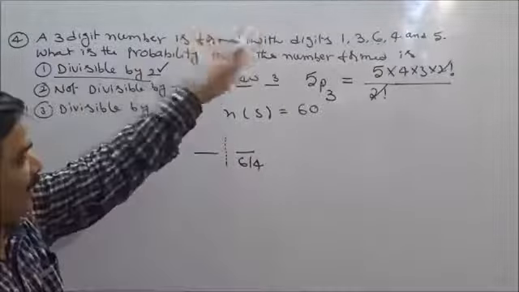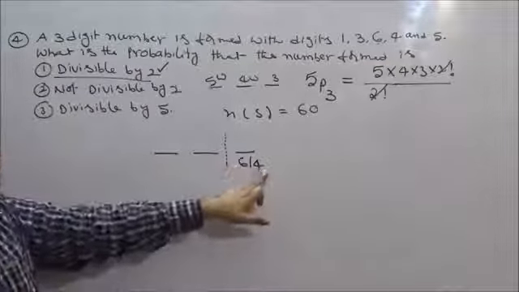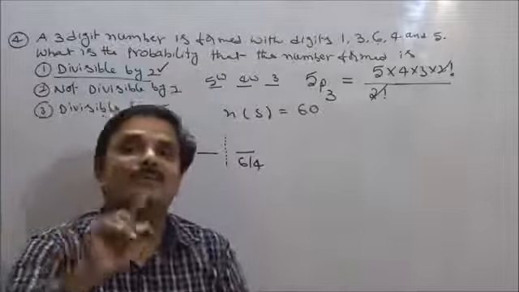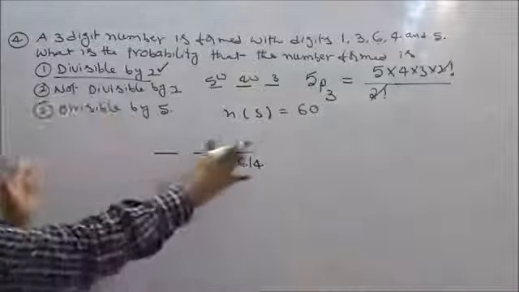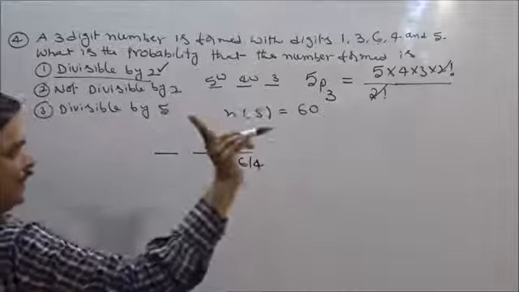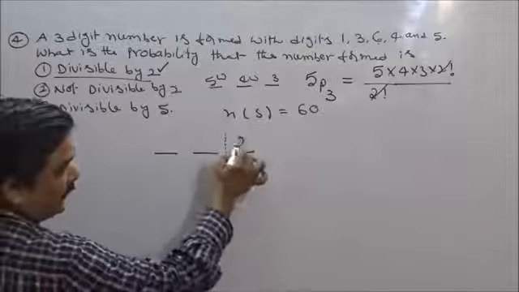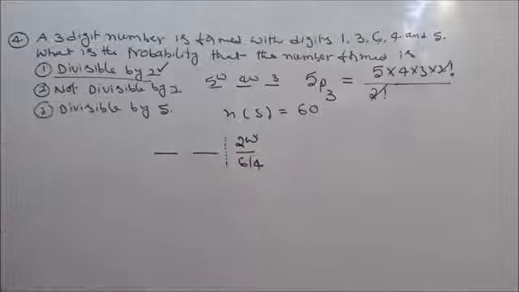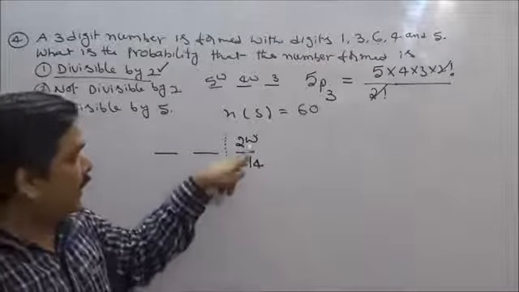So any number, whatever it may be, ending with 6 or 4 is divisible by 2. Anyway, I am finding out 3-digit numbers. So either 6 or 4 can be filled in the units place. In how many ways can it be filled? 2 ways, any one number in 2 ways.